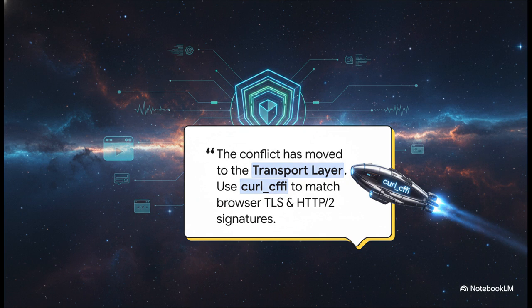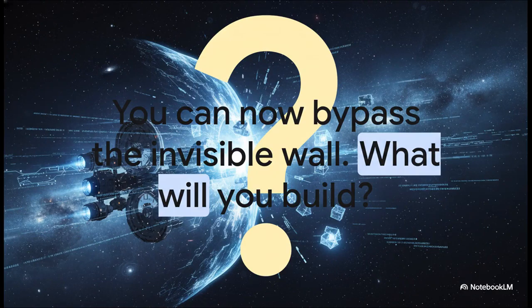The only reliable way to pass these checks is to enforce complete browser-level consistency, and curl CFFI is the tool that gives you that power. We've just given you the key to bypassing one of the most sophisticated defenses on the web today. You understand now that the fight has moved from text to binary, and you have the tool to win it. So the only question left is, with this new capability, what are you going to go out and build?